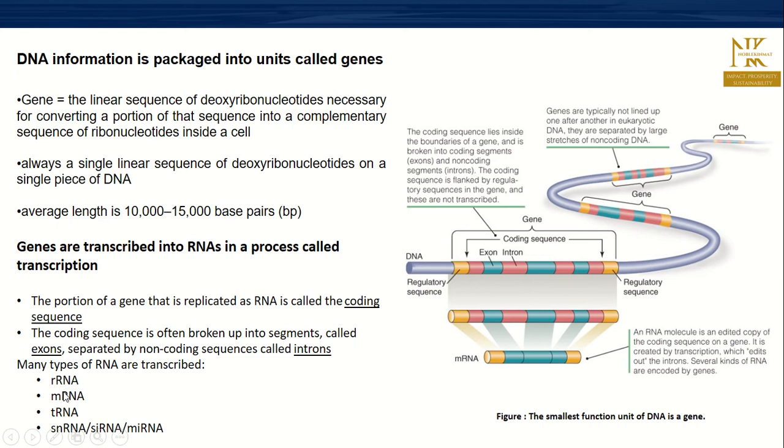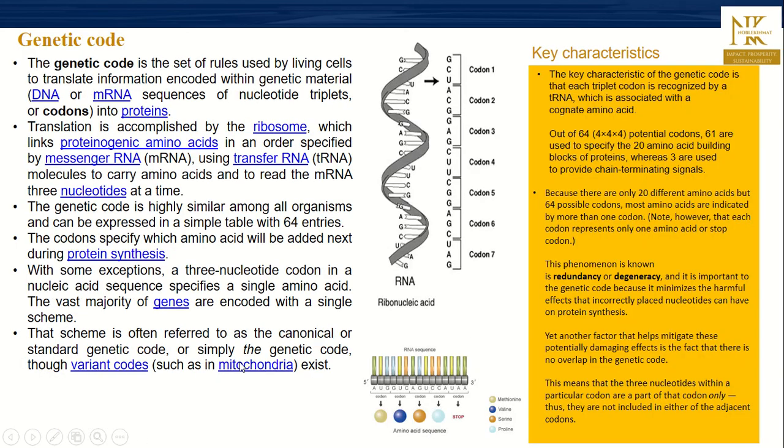We have the ribonucleotide RNA. We have the messenger RNA, ribosomal RNA. We have the transfer RNA. We also have all these different RNAs. But this is beyond the scope of what we want to discuss in this session. Now we have the genetic code.